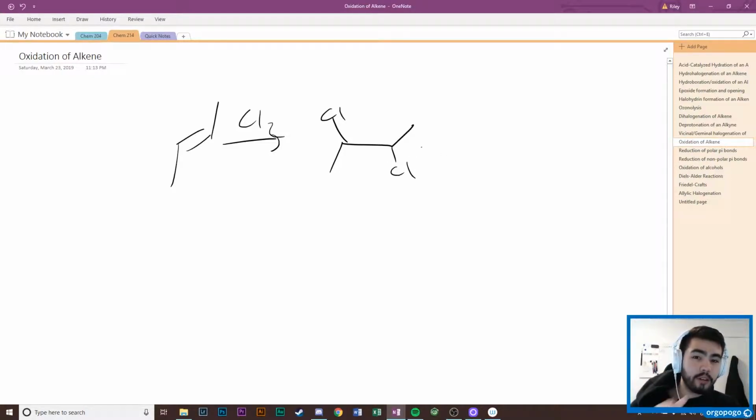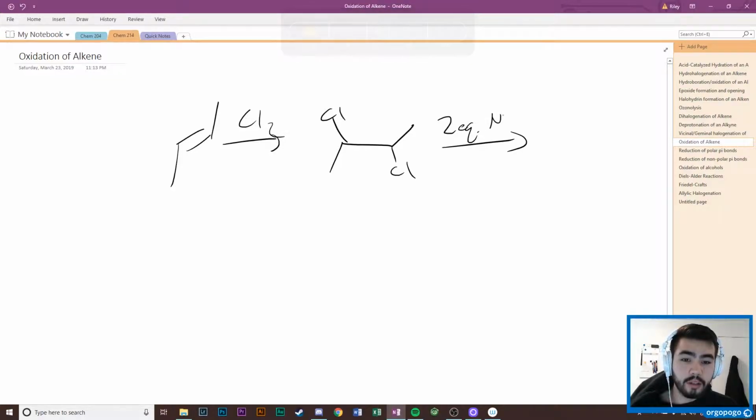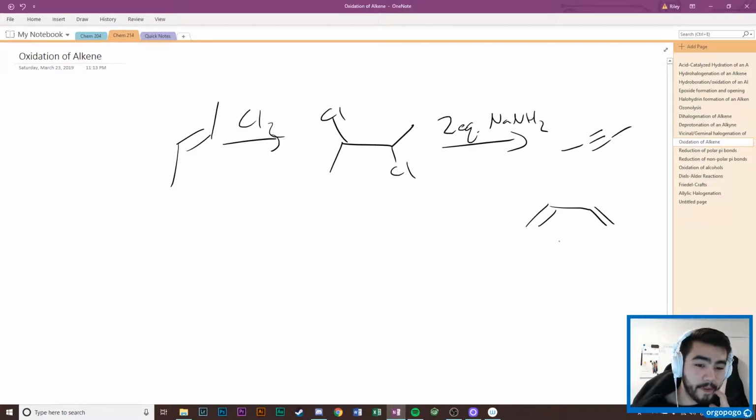Two things you could do here that I didn't mention last time. When we do our double elimination, with 2 equivalents of, let's just pick a base, depending on the conditions, we can get our alkyne, where we technically oxidize the double bond to a triple bond. Or we could also get a diene, which could be used for a Diels-Alder. But that's not what we're talking about.